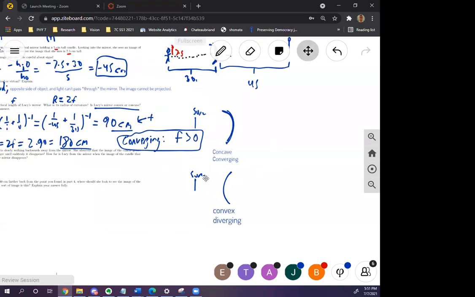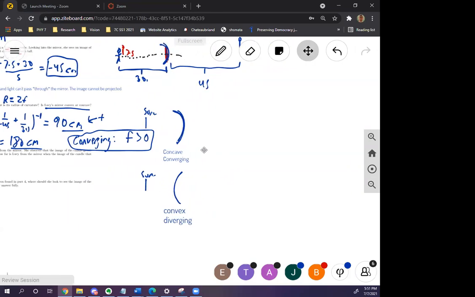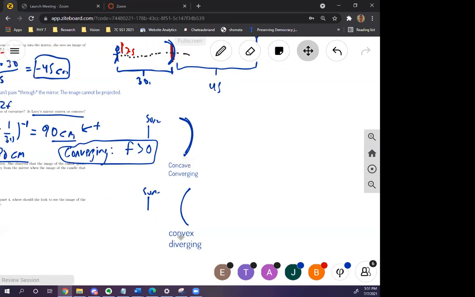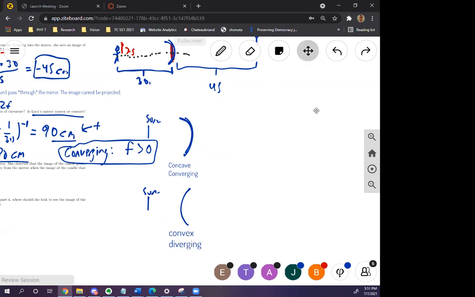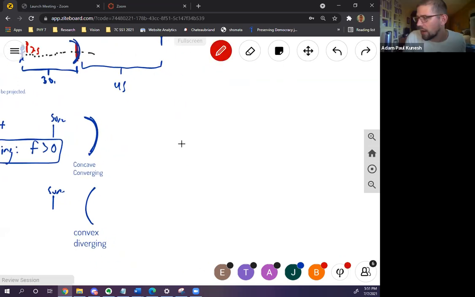Converging and diverging. So wait, is a concave lens the same as a diverging lens? Okay, lenses. Let's talk about lenses for a moment. Lenses do a switcheroo on us. So if I have a concave lens, a concave lens is diverging. And a convex lens, like you'd see in a telescope, actually you see both in telescopes, a convex lens is converging.